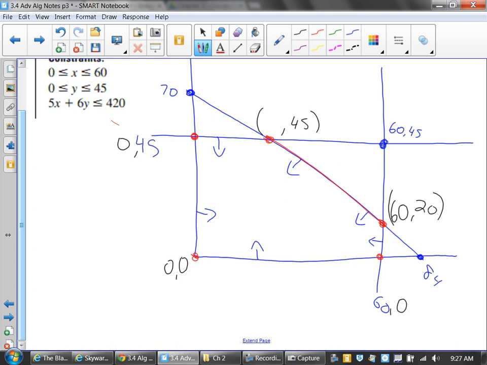And I do the same thing for the other one. 6 times 45, 270. So it's 270. 420 minus 270 is 150. So it's 150. So 5x is 150. So x is 30. Do that one.